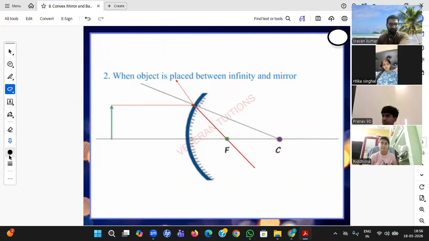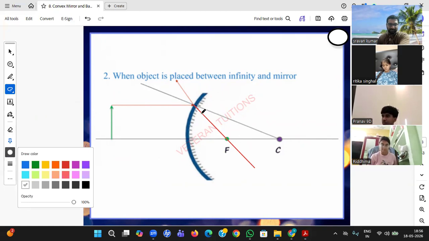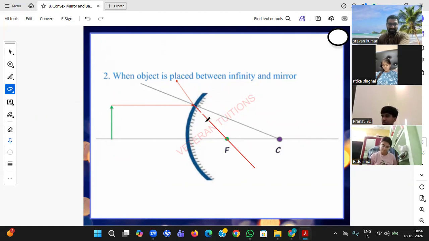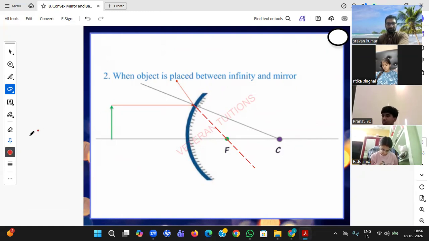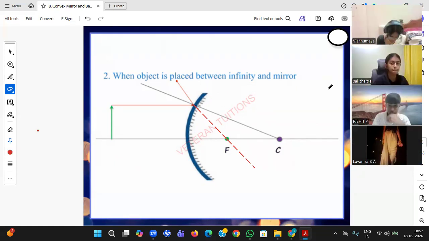So what should I do? I'll make this one with an extended ray. Generally, we show it by dotted lines. Yes, Lavanika. Is it finished? Did we form the image, or should we take one other ray? So we need another ray. Which ray do you want to take?